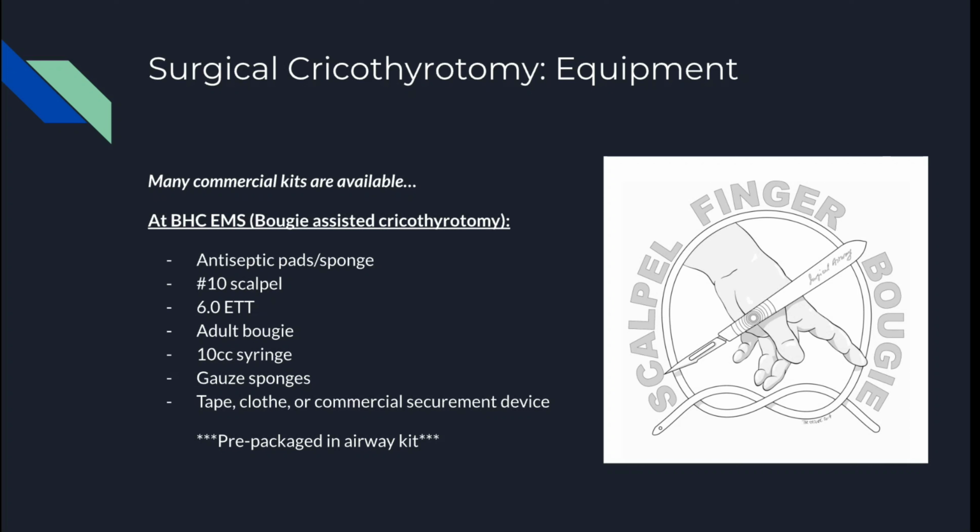We've got a 10cc syringe for the inflation cuff, gauze sponges, and then we'll either use tape, cloth, or a commercial securement device. We've got some trach wraps in our kits. Otherwise, if you don't have this, you can always take a Thomas tube holder, like what we'd use for an ET tube, and invert that so the bite block is facing out, and use that to secure the device.